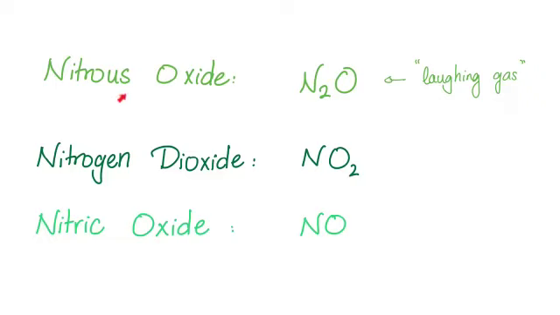There is a difference between nitrous oxide, nitrogen dioxide, and nitric oxide. Nitrous oxide is N2O. This is the laughing gas. This is the anesthetic, analgesic. Nitrogen dioxide is NO2. Nitric oxide is NO, the famous vasodilator. This is Viagra, baby. This is sublingual nitroglycerin.